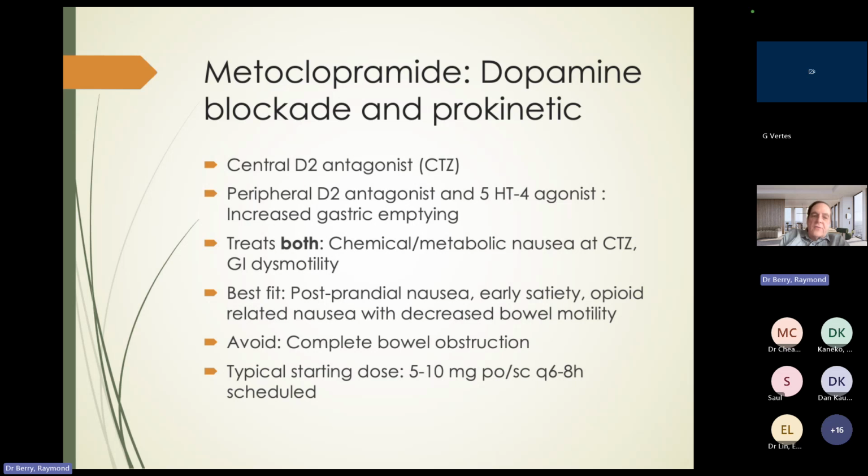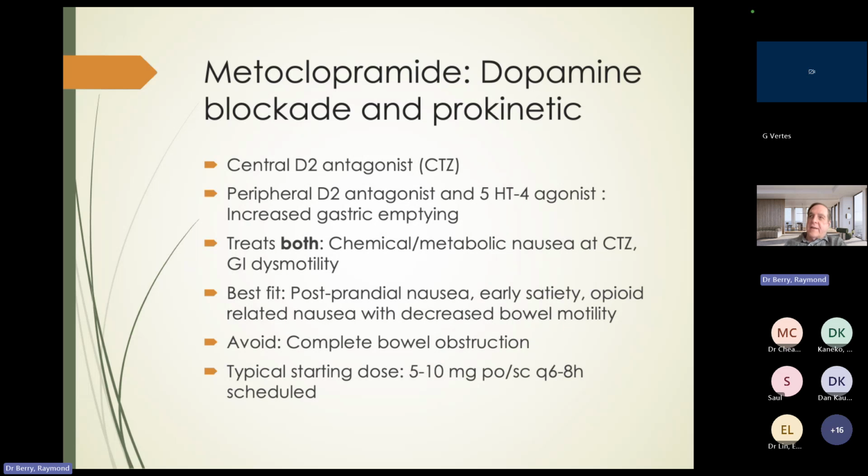So this is the one drug that treats both, something that we see a lot in palliative care: decreased GI motility, often due to opioids, often due to decreased mobility. They're not moving around. So often our patients have early satiety, just a feeling of fullness that causes nausea by the direct effect on the gut. And then they also have the metabolic effect centrally on the chemoreceptor trigger zone. So metoclopramide does both. We often reach for this first.